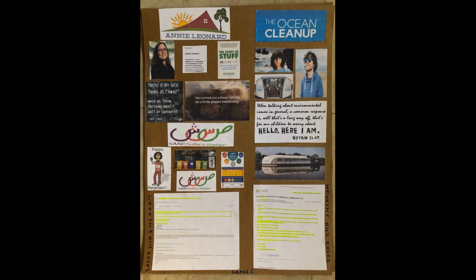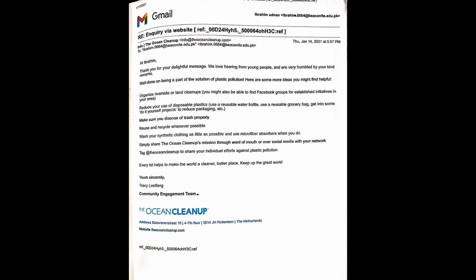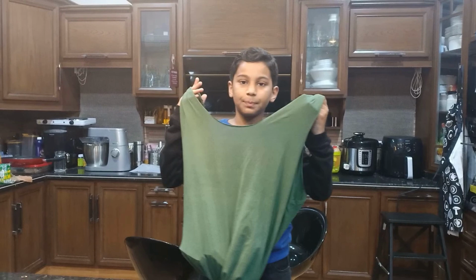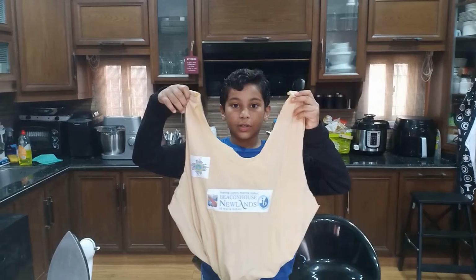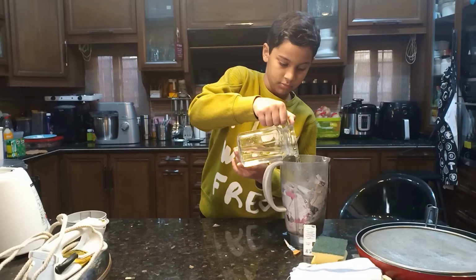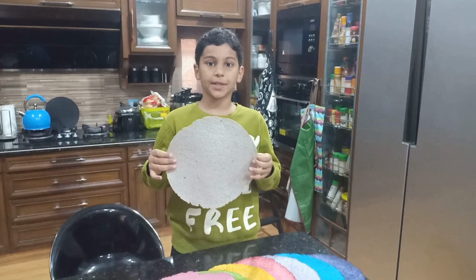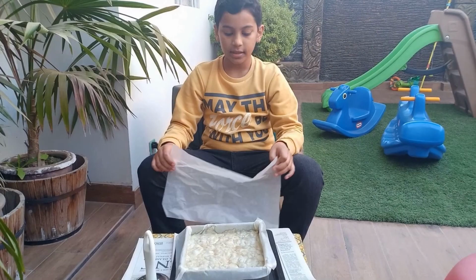Then we started our action, and first I emailed Saaf Suthra Share and the Ocean Cleanup to contribute with them. But I wanted to carry out a practical action, so we chose three, which are making a tile out of plastic bottles, making paper out of newspapers or waste paper, and making a fabric bag without stitching using an old t-shirt. Making recycled paper and fabric bags at home was quite easy, but making the plastic tiles was slightly more difficult, but nevertheless quite rewarding.